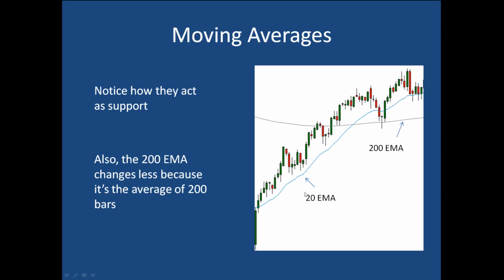So let's see, this is the 20 EMA, the 20 exponential moving average. It's taking the last 20 bars' closes, adding them up, and finding the average. So it's taking this close, this close, this close, and so on, and just finding the average of them. And since it's an exponential moving average, that means the more recent bars are more influential on what the price is.